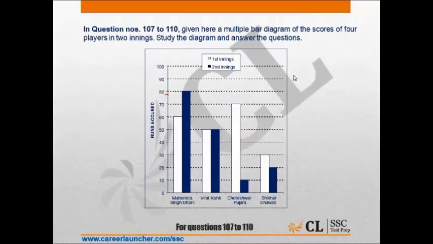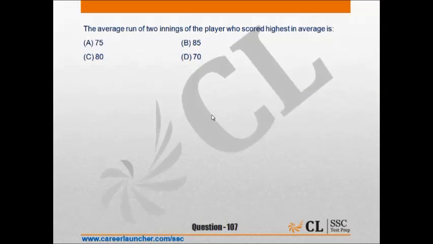So the average of his runs is 80 plus 60 by 2, that is equals to 140 by 2 or 70 runs. So the correct option is option D.